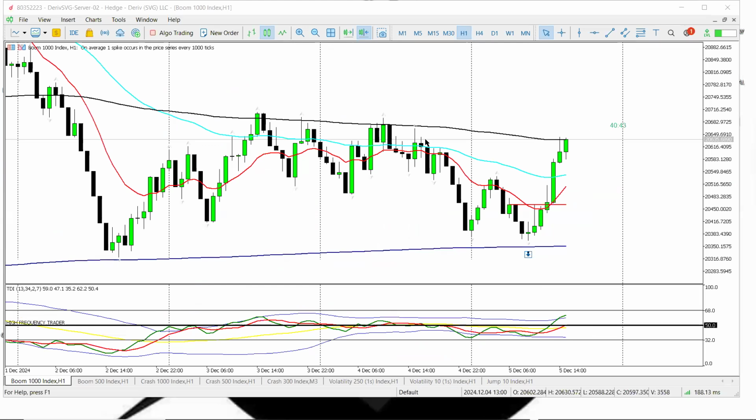All right. So price came down and gave us the morning star. Remember, it's a three candle pattern. The first candle is bearish. We took out this low.